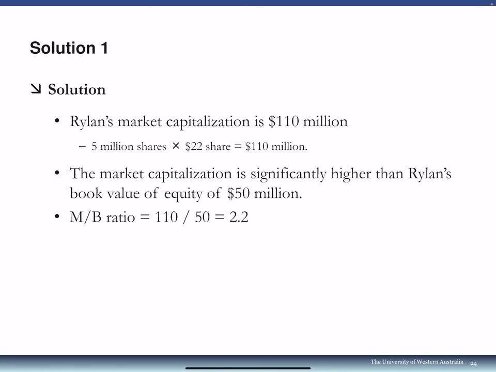All right, now let's go to the solution. Ryland's market capitalization is $110 million. How do we get that? 5 million shares times $22 per share, which is $110 million. The market capitalization is significantly higher than Ryland's book value of equity of $50 million. And the M to B ratio is 110 divided by 50, which is 2.2. We're not going to make any judgment here because we don't know the industry average for that particular sector, from that particular country.